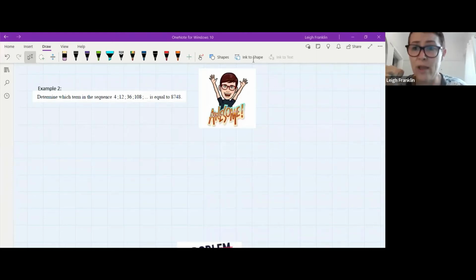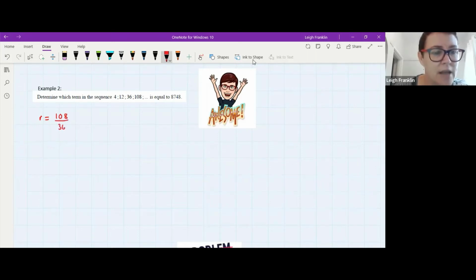Definitely not. Okay, so now I need to go and test. Is there a common ratio? So let me go and have a look. If I take 108 and divide it by 36, I end up with an answer of 3. And I would get the same thing if I took 12 and divided it by 4. I would end up with an answer of 3. So now I've established this is very definitely a geometric sequence.